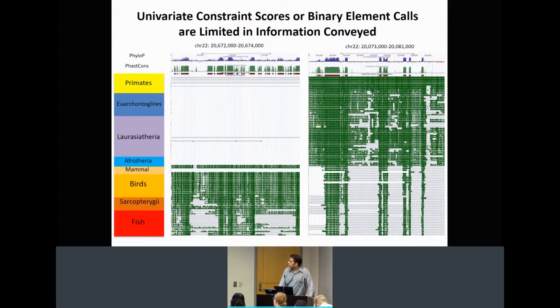The one on the right has this robust alignment pattern through many vertebrate species. Green means that at that position, there's an alignment there. So the one on the right is going all the way through fish, while the one on the left has this odd alignment pattern where you have these distal vertebrates aligning, but not any closer mammals. It's an extreme example, but it's actually not that unusual, and it's making a more general point that there's a lot of information in the underlying alignment track that doesn't get conveyed when you try to reduce it to a single score or binary element call.